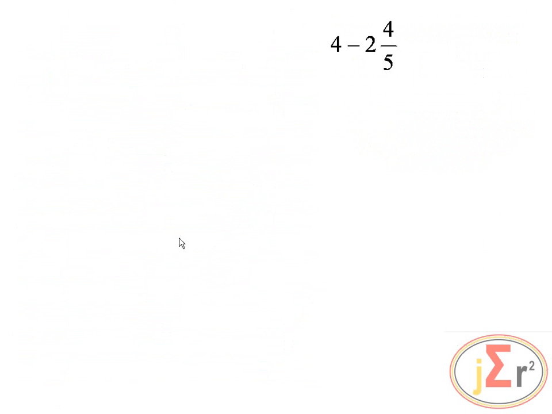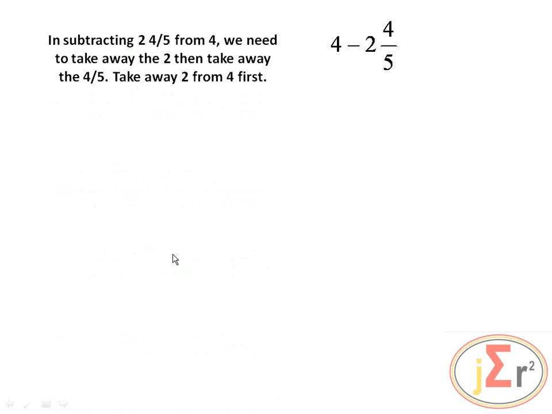Now let us take a look at that under the microscope. In subtracting 2 and 4/5 from 4, we need to take away the 2, then take away the 4 over 5. Take away 2 from 4 first. So we have the 2.